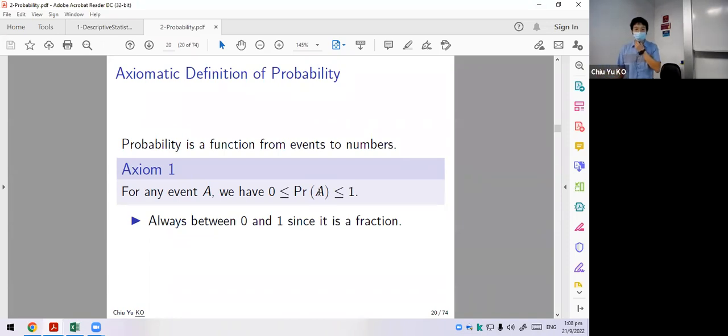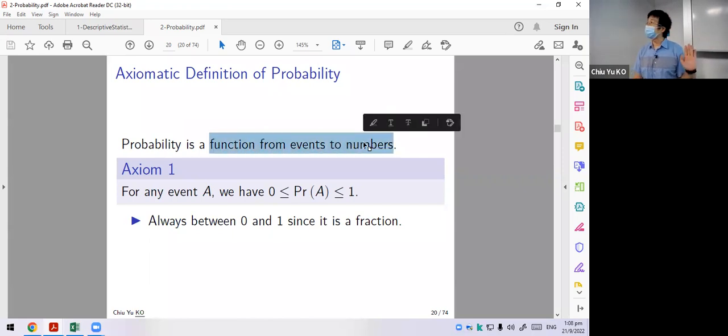The probability, by definition, is very simple. It's just a function from events to numbers. We have a sample space, which consists of many outcomes, and for any union, intersection, or complement operation on those, we will put a number there. The first thing is that the number we put on the event must be between 0 and 1.